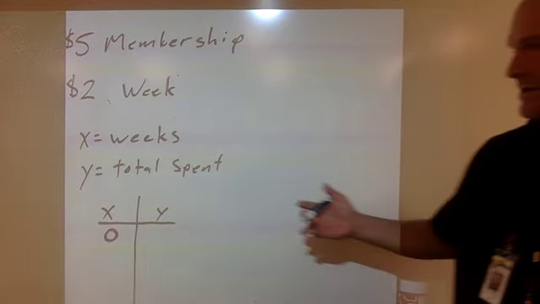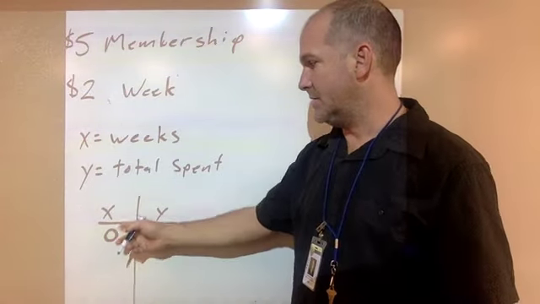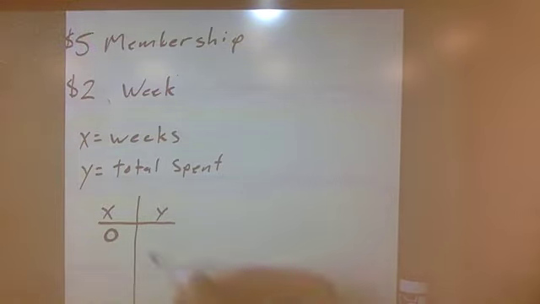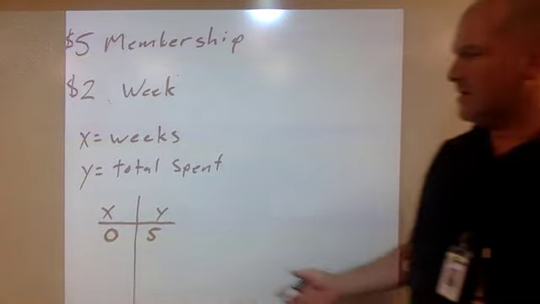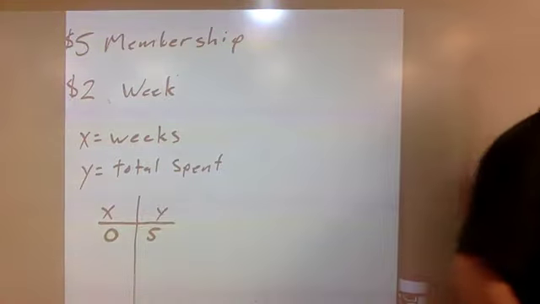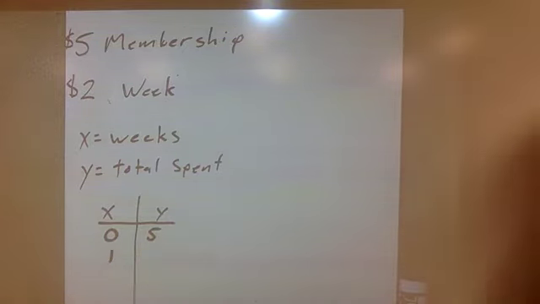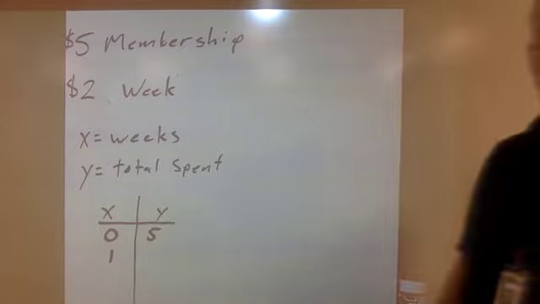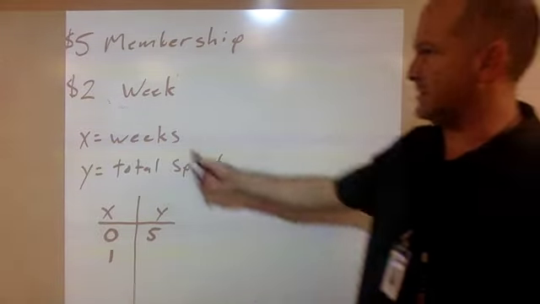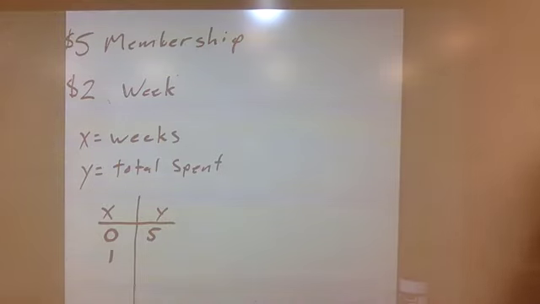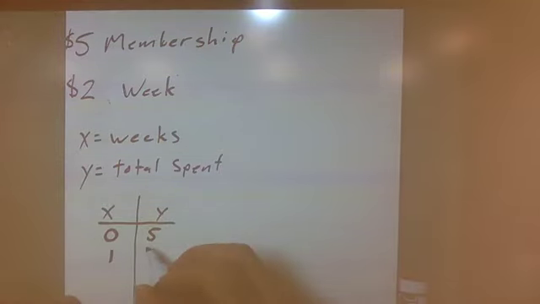You didn't get charged the $2 because you didn't go any of the weeks, but you still paid your $5 membership. So how much did you spend total? Y is total spent. You spent $5 because you got to spend $5 to get the membership plus $2 per week. So let's say you go for 1 week. So X would be 1 because X represents weeks. So if we go for 1 week, now how much did you spend? Well, you spent $2 for that week plus the $5 to get in. That's not going away, so you spent $7.